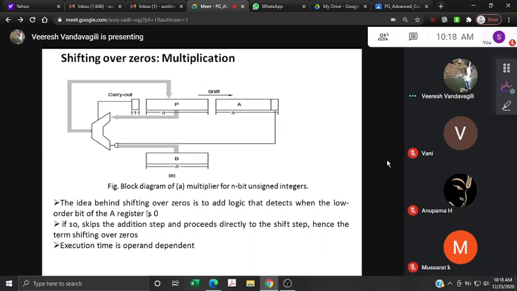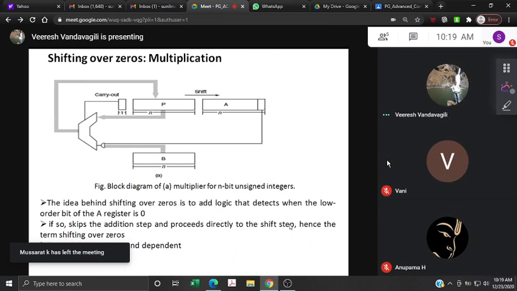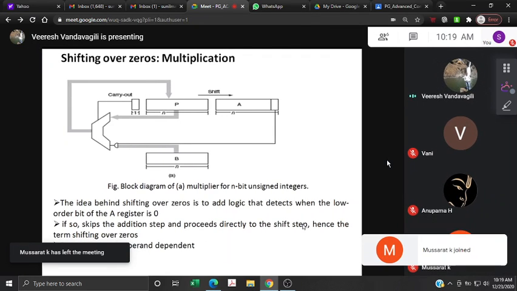So that's the idea behind shifting over the zeros: to add logic that detects when the lower order bit of the A register is zero. If so, it skips the addition step and proceeds directly to the next step, called the shift step. Hence the term shifting over the zeros.